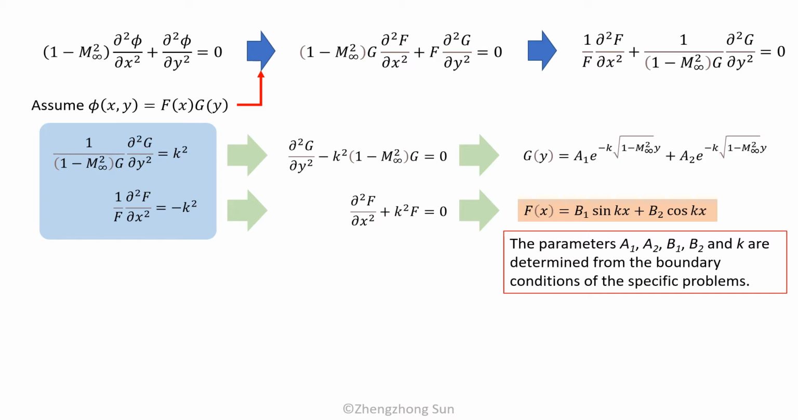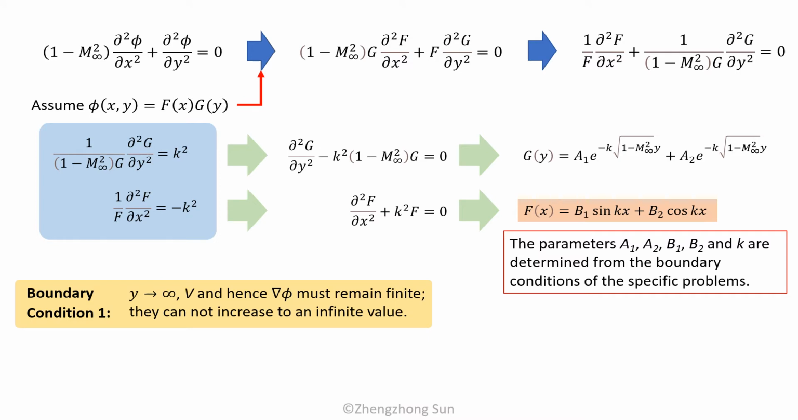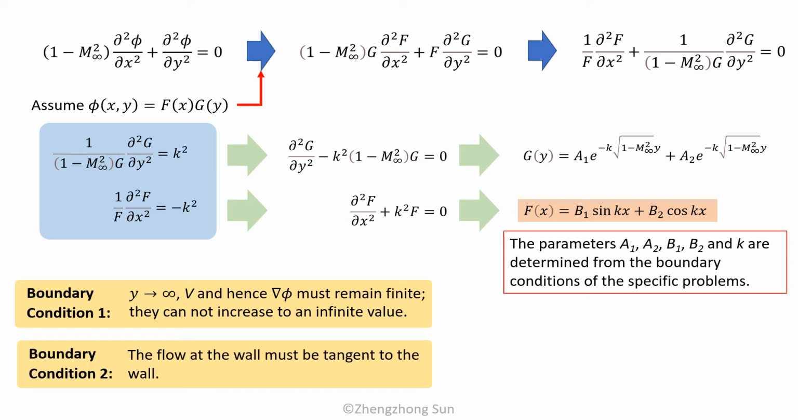Okay, so let's list the boundary conditions. So boundary condition 1, when the flow goes to infinity in height, the velocity and also the gradient of the perturbation velocity potential must be finite. So they cannot increase to an infinite value. This is the first boundary condition. And we have the second boundary condition, which is about the wall. So the flow at the wall must be tangent to the wall.